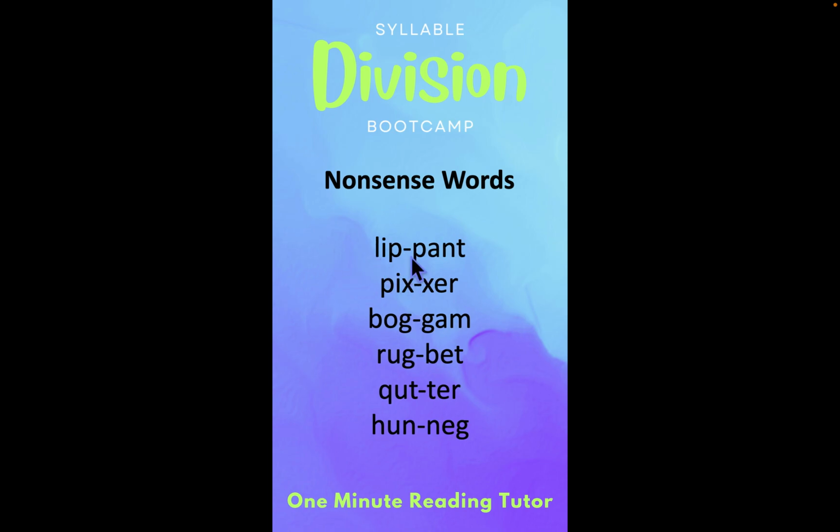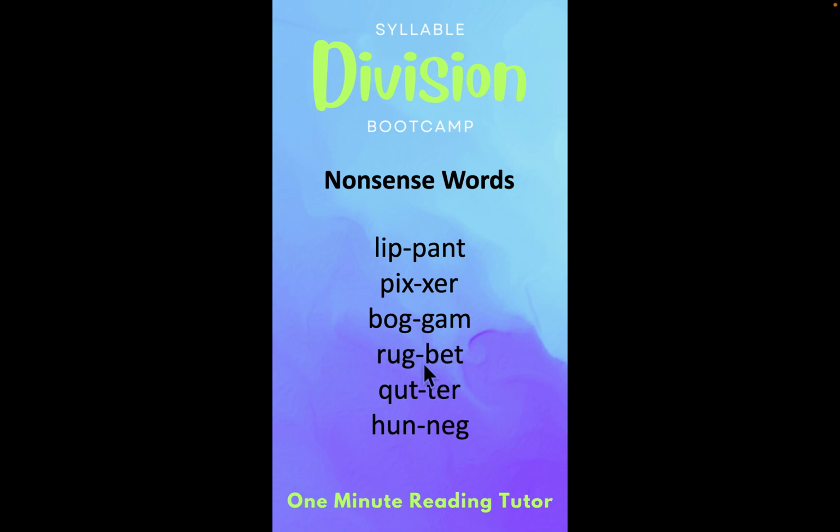Right here, we're going to split between the two P's, and this I will get the short sound of I, and this A will get the short sound of A. So we will have lippant. We split between the two X's. The short I will say I, and ER together says er, so we will have pixer. We split here between the two G's. The O gets its short sound and the A gets its short sound to get bogam.